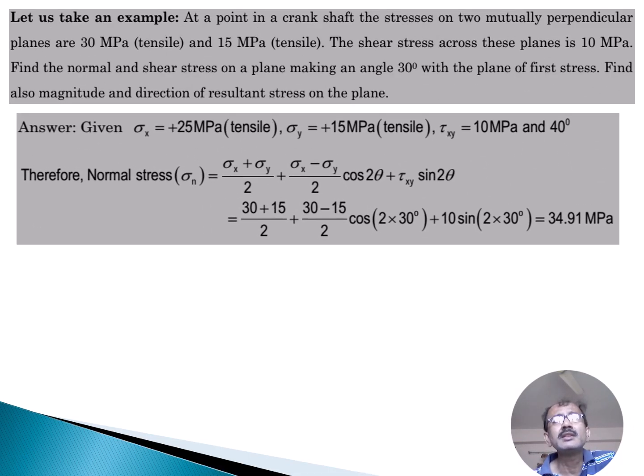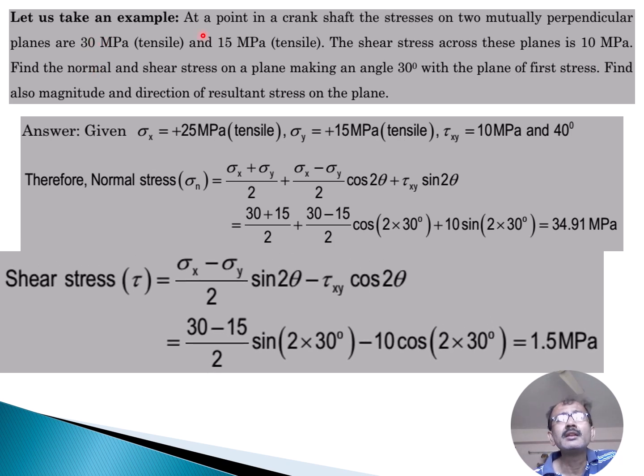Now let us discuss an example. At a point of a crankshaft, the stresses on two mutually perpendicular planes are 30 MPa and 15 MPa, both tensile. The shear stress across the plane is 10 MPa. Find the normal and shear stress on the plane making an angle of 30 degrees with the plane of the first stress. Find also the magnitude and direction of the resultant stress on the plane. Now sigma x is this value, sigma y is this value, and tau xy is this value. These are all given.